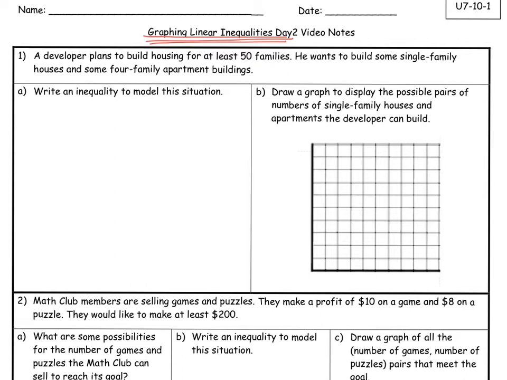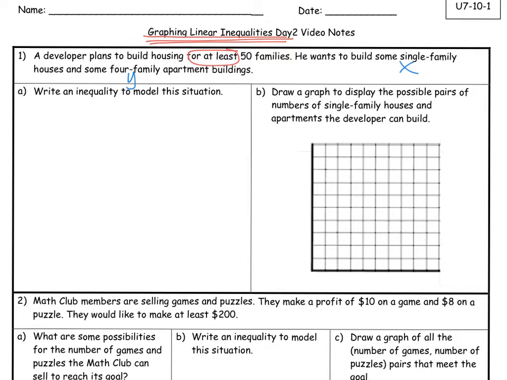So in question 1, a developer plans to build housing for at least, there's our inequality symbol right there, 50 families. He wants to build some single family homes. There's our first variable. And some 4-family homes. There's our second variable. We need to write an inequality to model this situation.